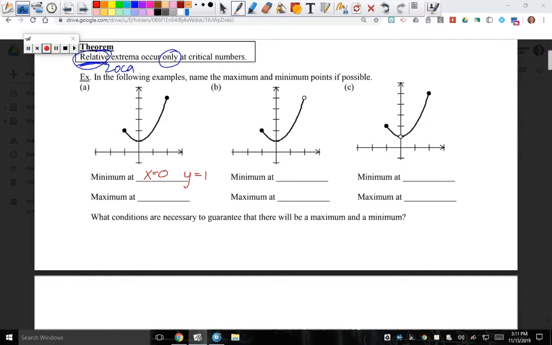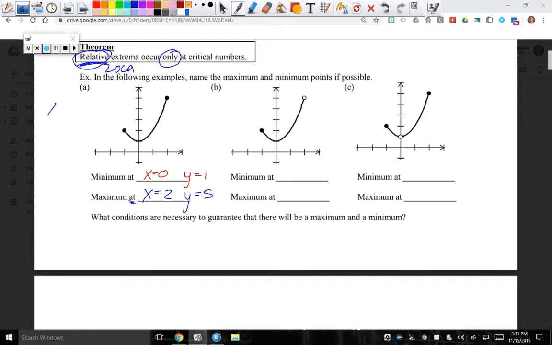The maximum. Rovik, what's the maximum going to be? x equals 2, y equals 5. Yep, so at x equals 2, y is equal to 5. So guys, if I asked you what is the max, what do you say? Y equals 5. Where does the max occur? At x equals 2.